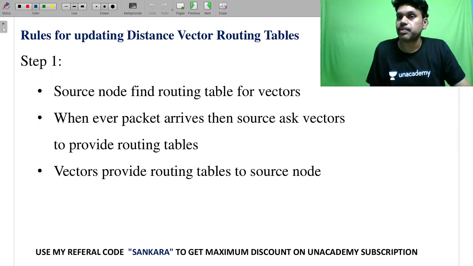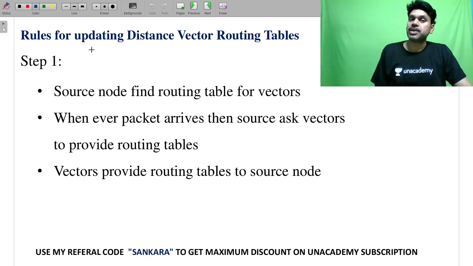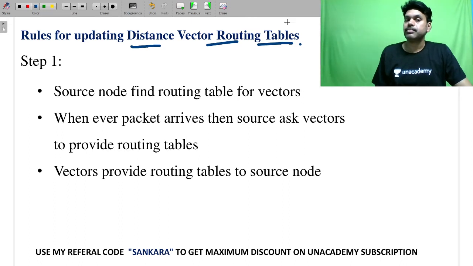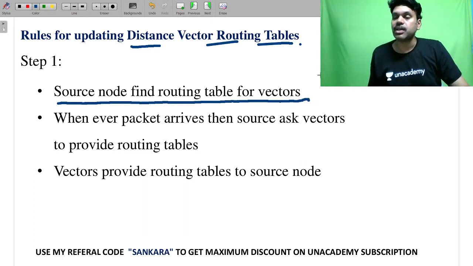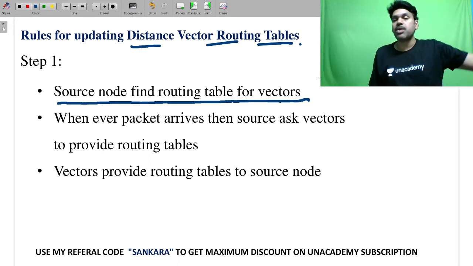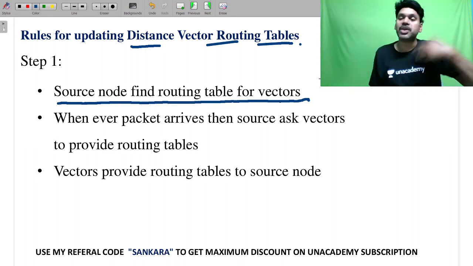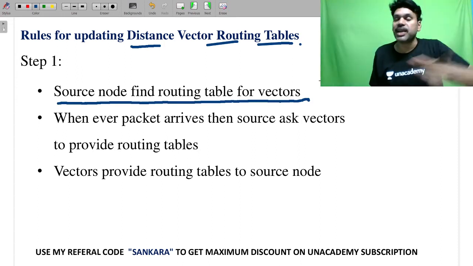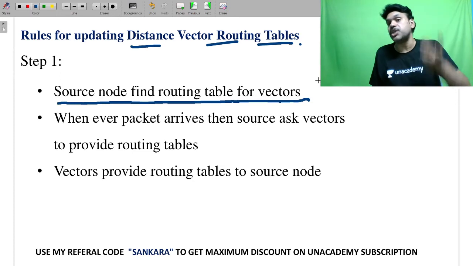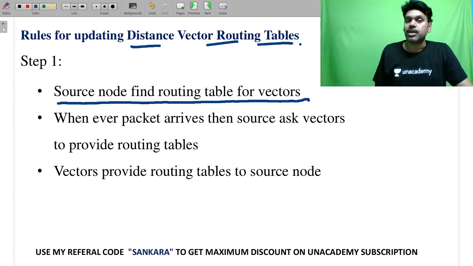What are the rules for constructing your vector tables? First one, the source will construct partial tables. Every node is acting as a source only. Every node thinks, I am the source, I want to transmit data to others. Therefore, every node is going to find n into n minus 1 by 2, and it is happening at every vector. That's the meaning of n into n minus 1 by 2. So every source is going to find a partial routing table.